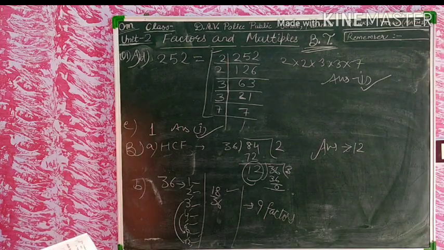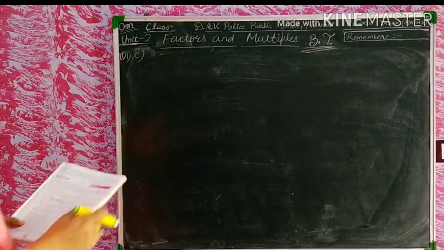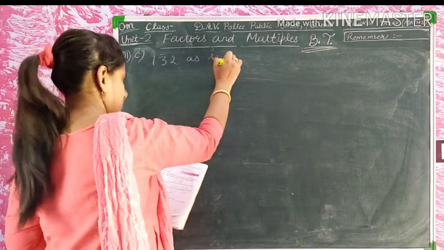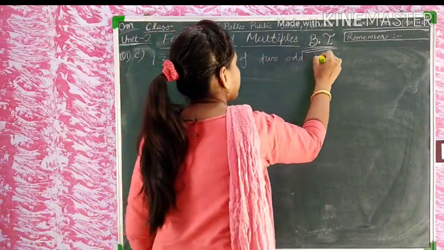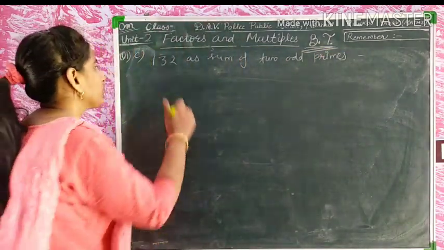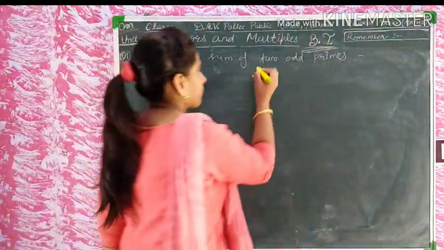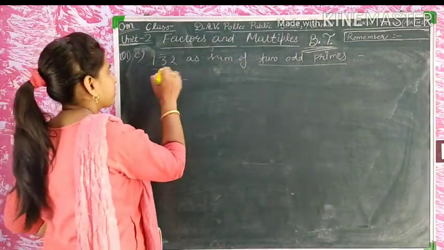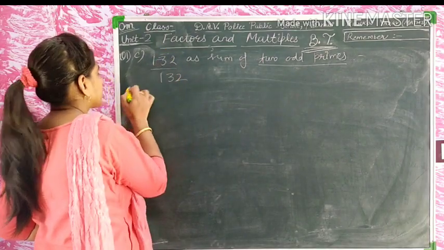Now we will do part C. Let's see part C. We have to express 132 as the sum of 2 odd primes. So students, 132 has to be written as the sum of 2 odd primes, only 2 odd primes. You see here it is divided by 2, that is 2 sixes are 12, 2 sixes are 12. It means this is near about the 66 value.